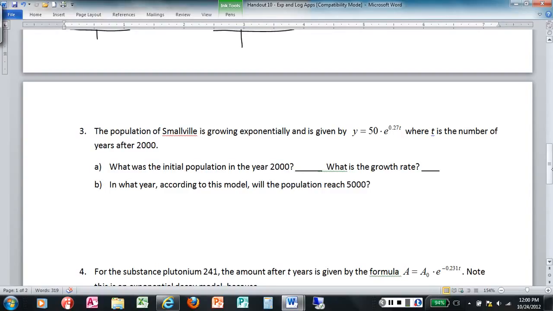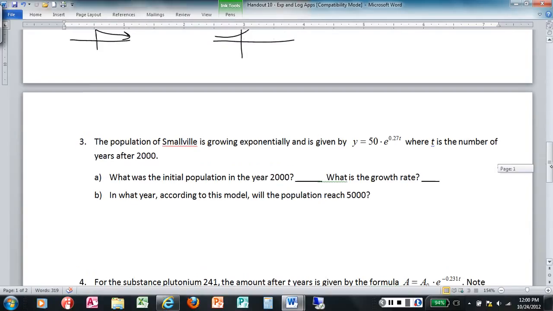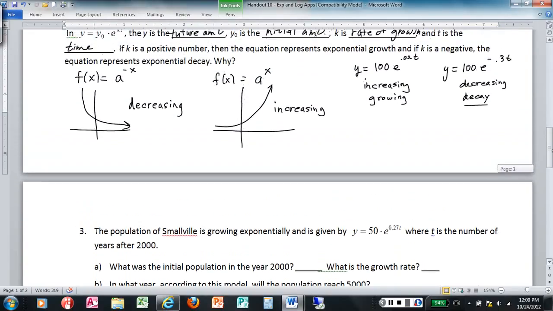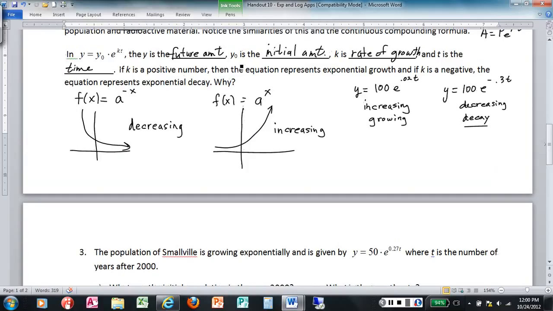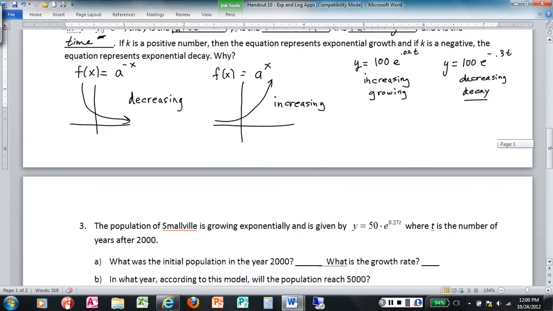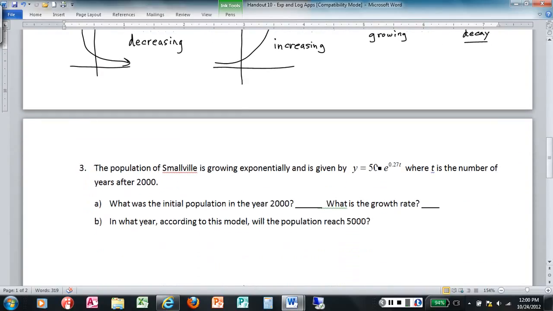Well, referring back to what we said about this model, this is the y equals y0 e to the kt. Where does the initial amount occur? Well, the initial amount is y0, which is what is multiplied by the base e number. So yeah, this right here, that's our initial amount, 50.